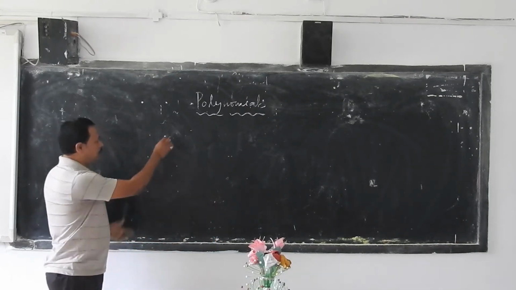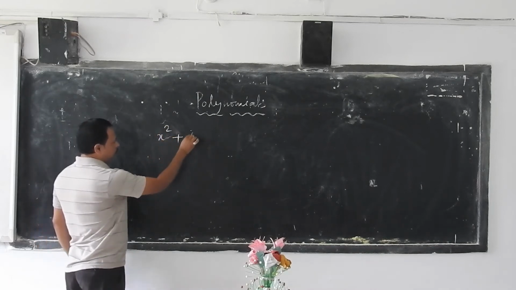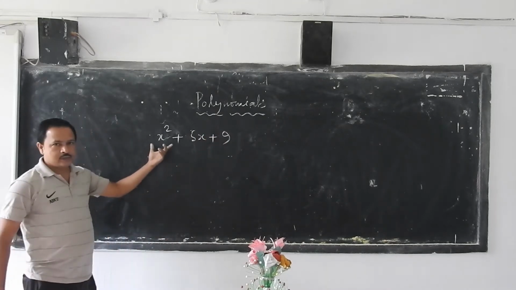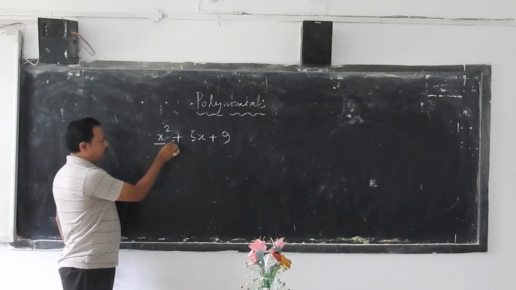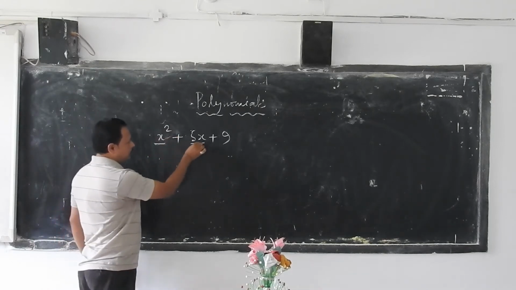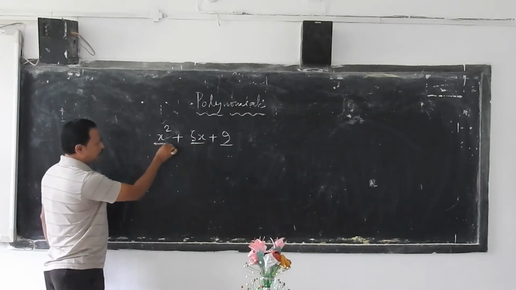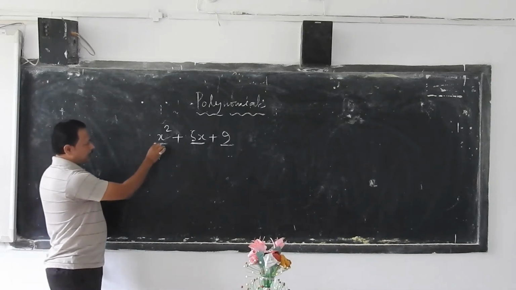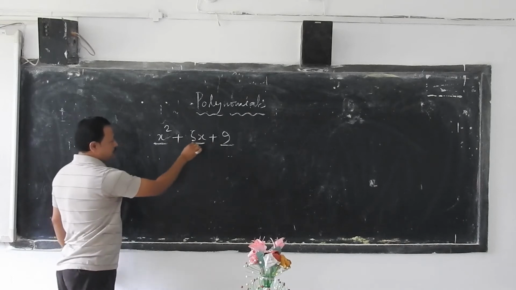As for example, x square plus 5x plus 9. This is a polynomial. This one is an exponent of x square, and how many terms are there? Actually 3 terms. These are called terms of a polynomial, combined with addition, 3 terms combined with addition.